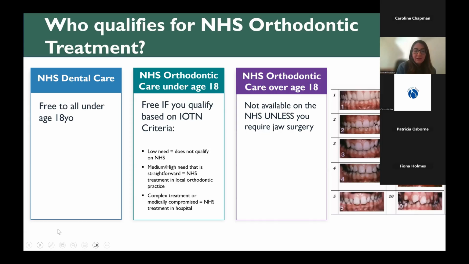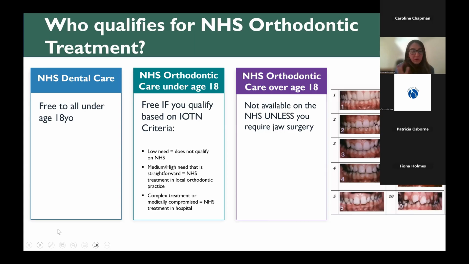Part of that criteria is the little picture on the right where you can see lots of pictures of teeth. Number 1 is a really nice straight set of teeth that has minimal need for any brace treatment. And then as you go down the numbers, the teeth get progressively more crowded and the bite gets more complex until you get to number 10, which is a really high need for treatment. So this only makes up part of the scale that they use, but it's one of the things that they use when they're deciding whether you get braces on the NHS.